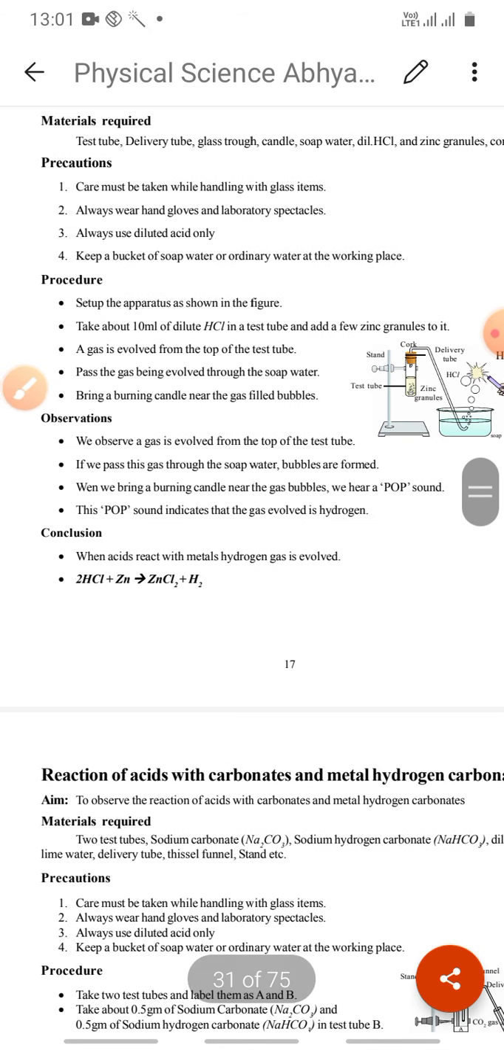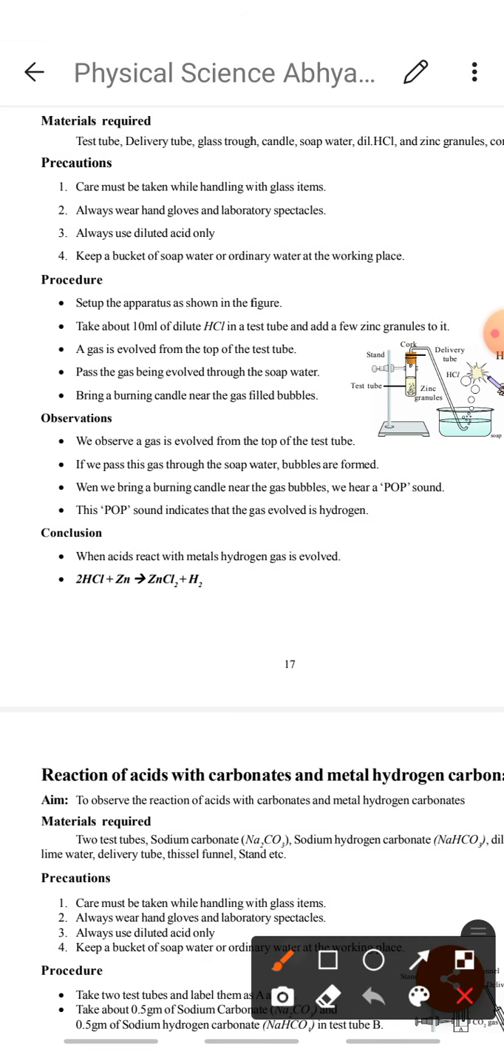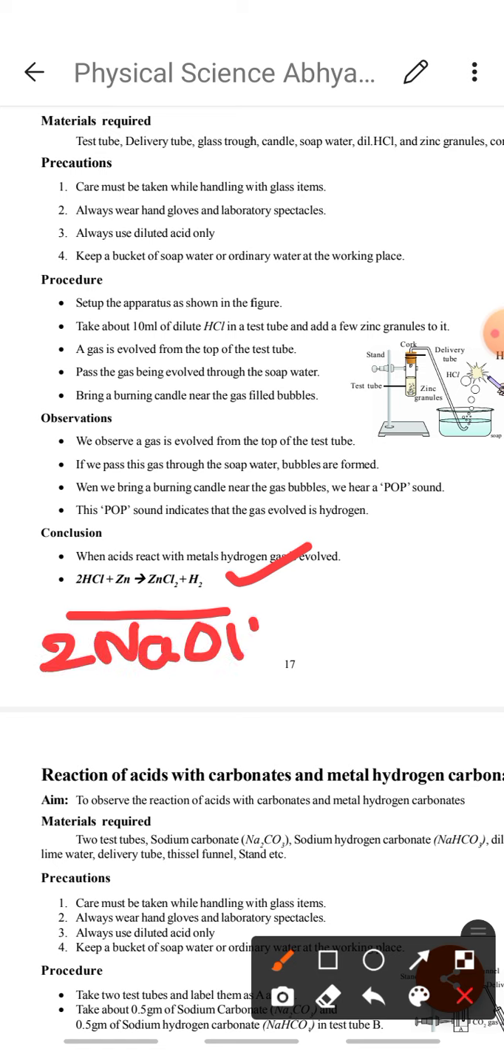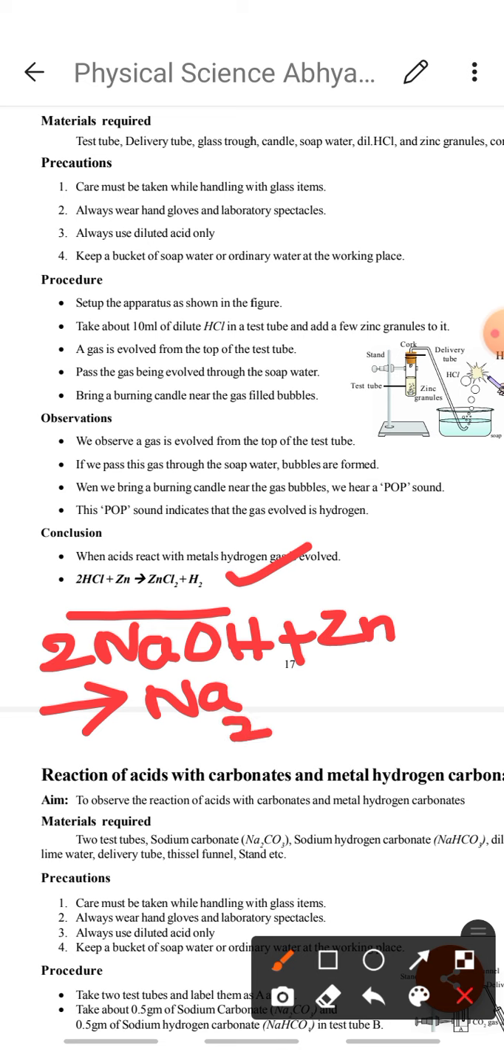The balanced chemical equation can be written like this: 2HCl plus Zn gives ZnCl2 plus H2 gas. This is the reaction of acids with metals. In case of a base, you take sodium hydroxide and zinc. Here also they react together and form sodium zincate, Na2ZnO2, plus hydrogen. This is the reaction.